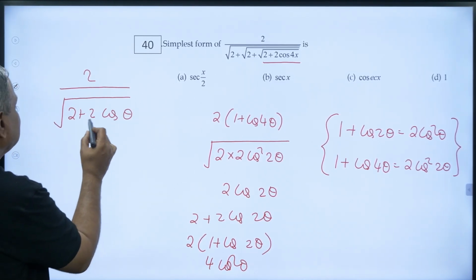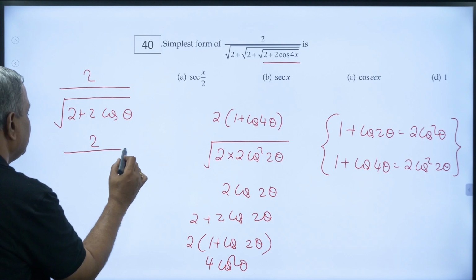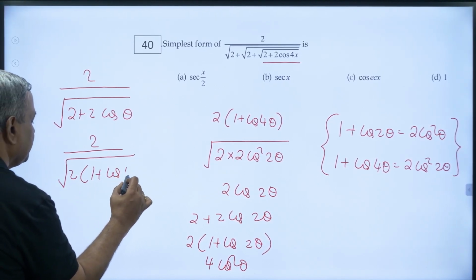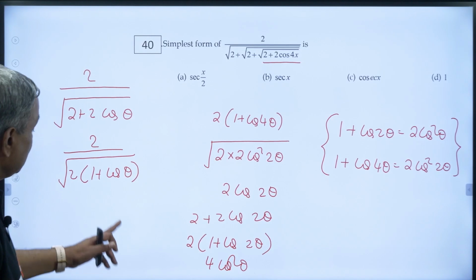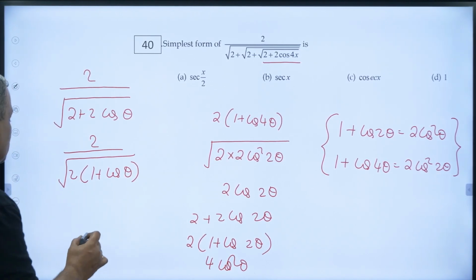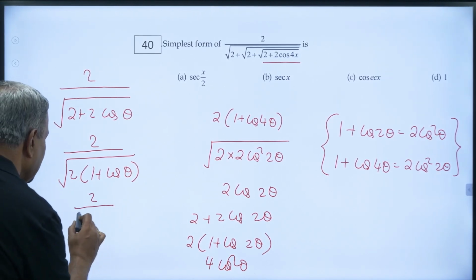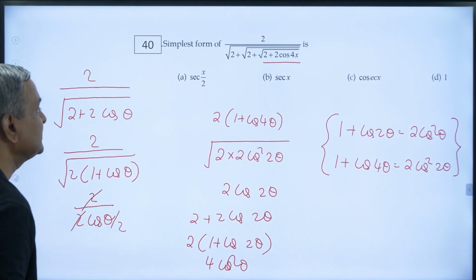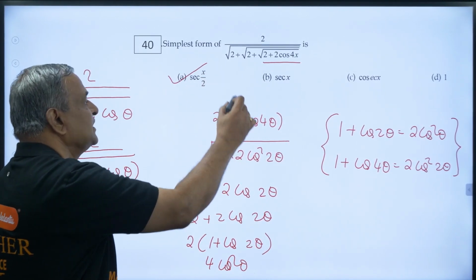So again what happens? This will give you 2 common, 1 plus cos theta, which is again 2 cos square theta by 2. So finally we get 2 by 2 cos theta by 2. 2 and 2 will cancel. Finally we get secant theta by 2.